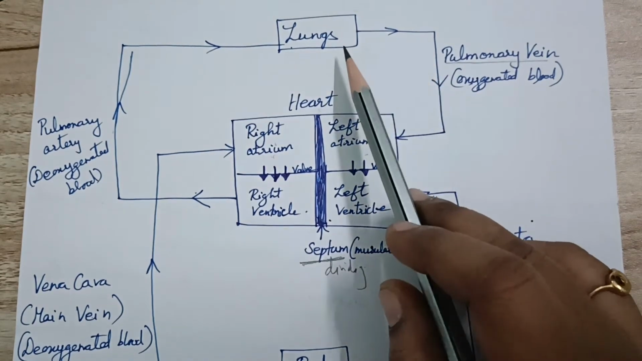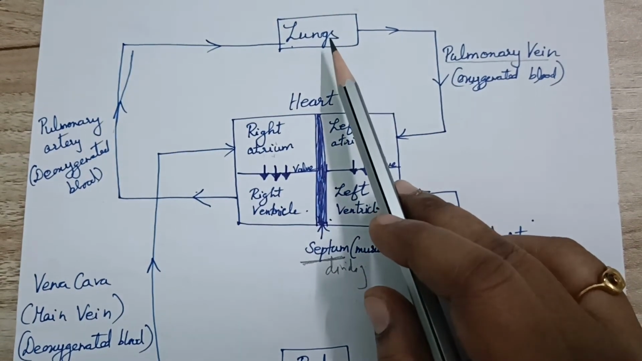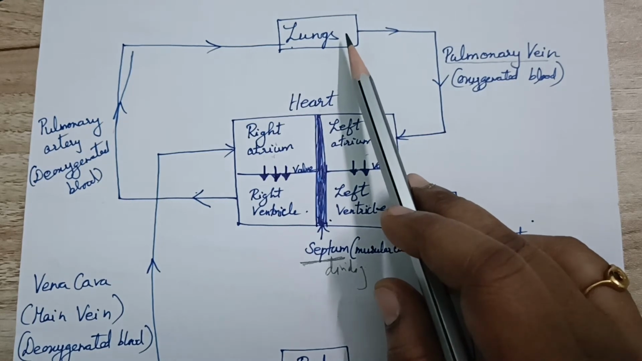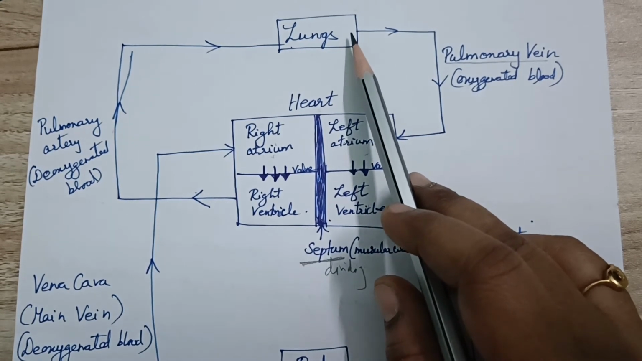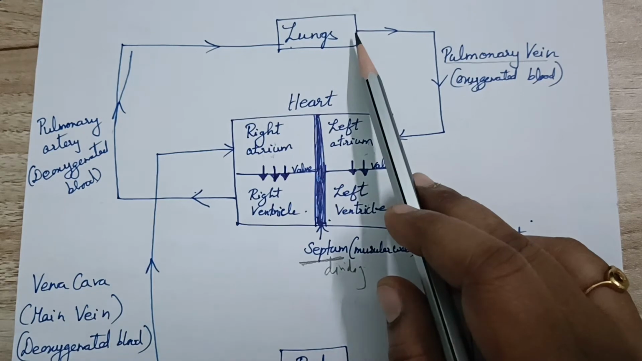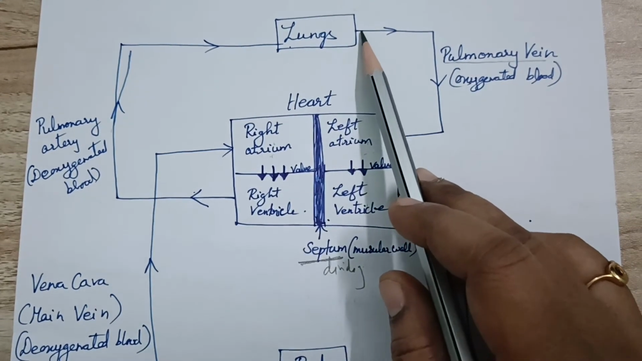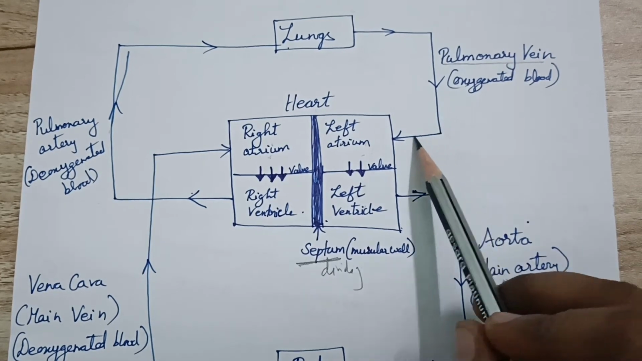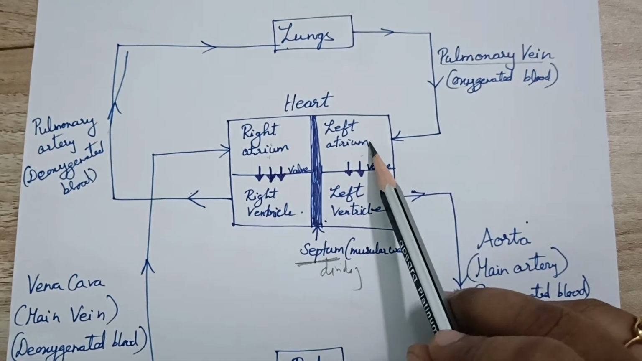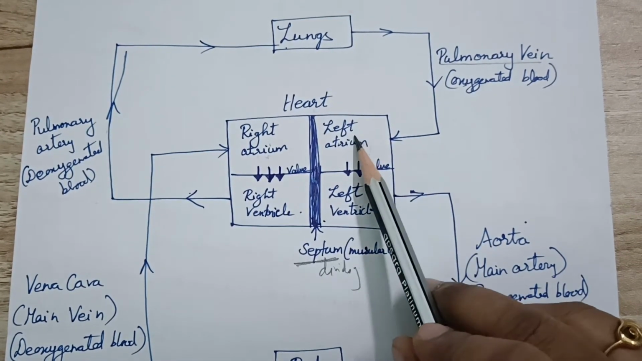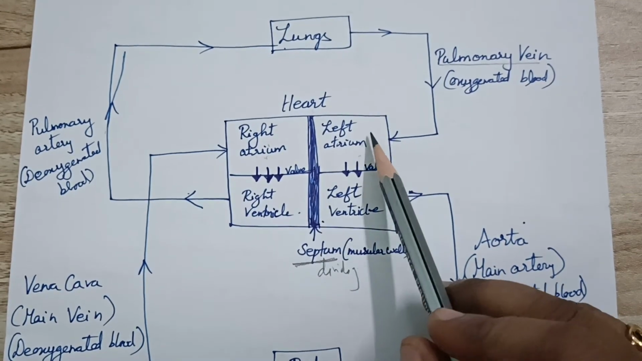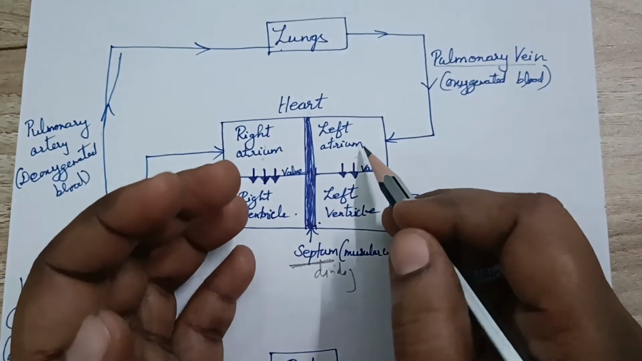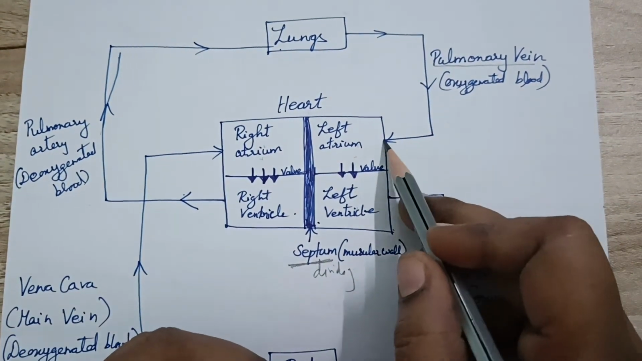Because in the lungs, once you breathe, you inhale the oxygen. Through the alveoli, the oxygen mixes with the blood capillaries, and hemoglobin carries the oxygen. So it is carried through the pulmonary vein and enters the left atrium. It enters the left atrium because the atrium relaxes. Once it relaxes, the blood flows inside.